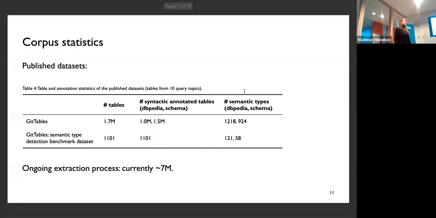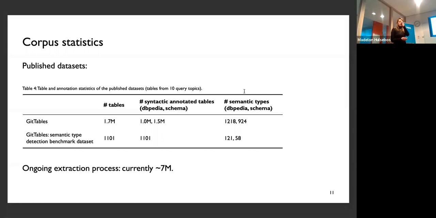Yeah, so on to what we now actually have built. We keep on extracting tables from GitHub. This is an ongoing process. It's currently a bit stuck. I'm not sure what the problem is, but we have at the moment more than 7 million tables, or well, CSV files. But we released the first version of GitTables in June 2021. And this version consists of 1.7 million tables, of which 1 million to 1.5 million, depending on the actual ontology, are actually annotated with at least one annotation per table.